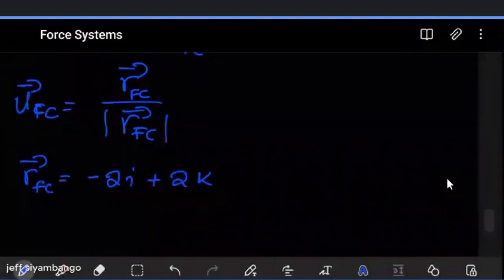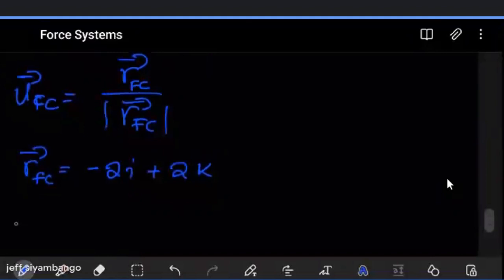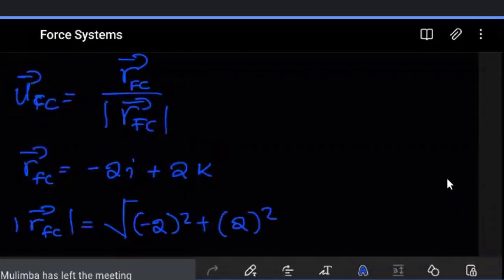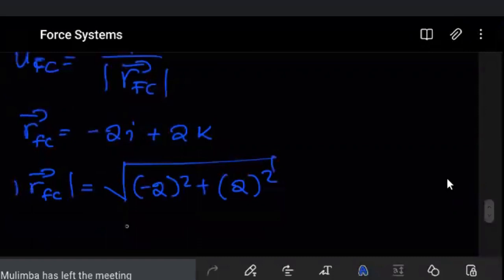Once I have my displacement vector, I can get its magnitude. And you know to say it's the square root of each term squared. -2 squared, 0 squared, so I can skip it, 2 squared. Then this comes to give me, yes, please.